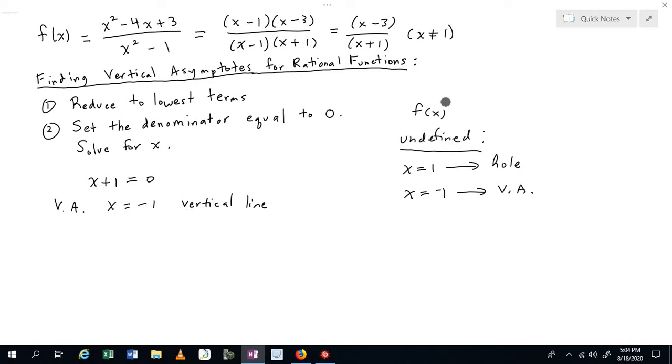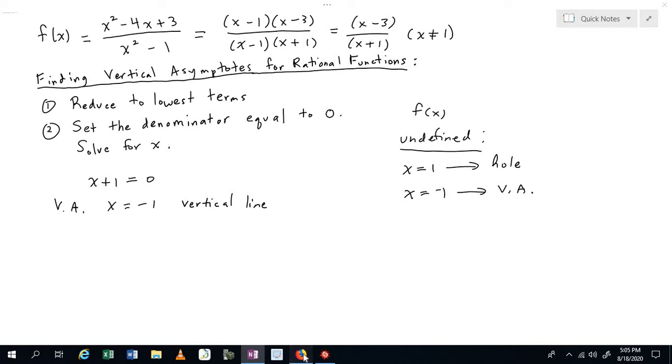Okay, so just be aware of this when you have rational functions. You set the bottom to 0 to find out when it's undefined. But it can be undefined for two different reasons. It can be undefined because it has a hole, or it can be undefined at that spot because it has a vertical asymptote. And so it's important to make this distinction. And that's why you have to reduce it to lowest terms first. Because anything that cancels out is the location of a hole, and anything that remains is the location of a vertical asymptote.